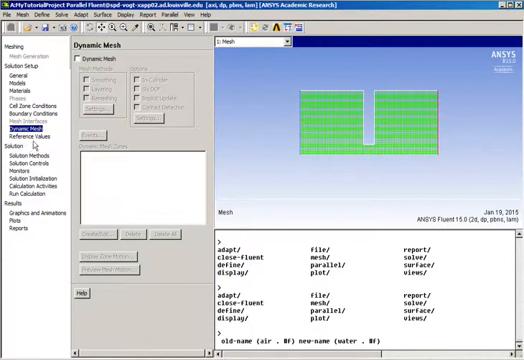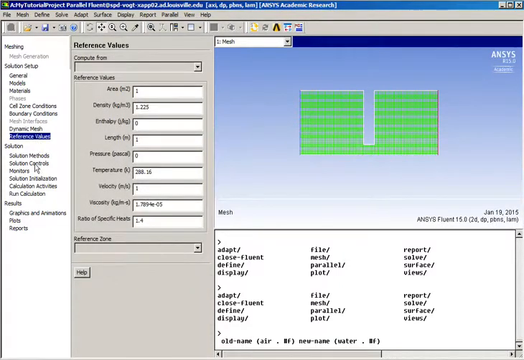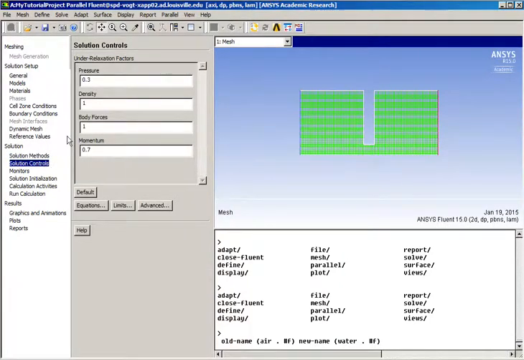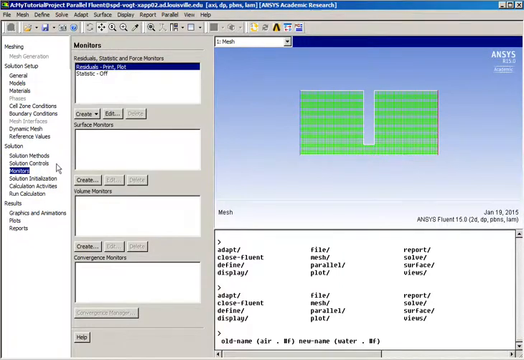Dynamic mesh, don't really do anything with that. Reference values, we don't really do. Solution methods, we're doing a lot of defaults on these things. Solution controls, default. Residuals, here we have to change something.